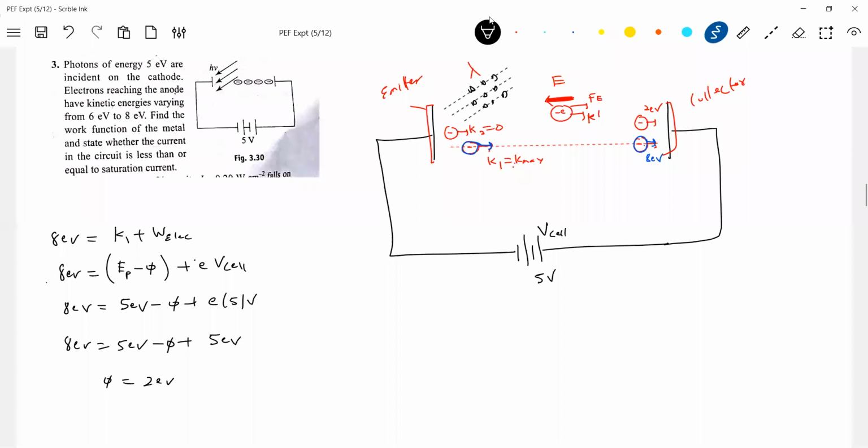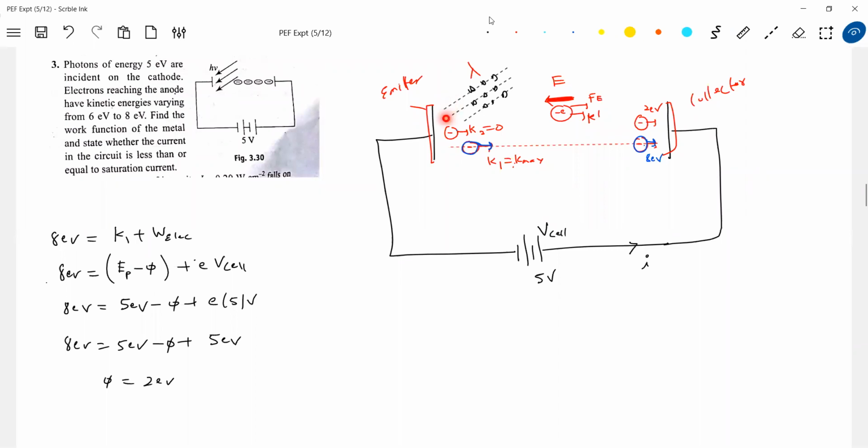Now tell me, let's go back to saturation current. What do you mean by saturation current? When all the ejected electrons reach the collector, then it's saturation. How can we say that? At saturation current, the current will flow like this. I wanted to check whether this current is saturation or not.